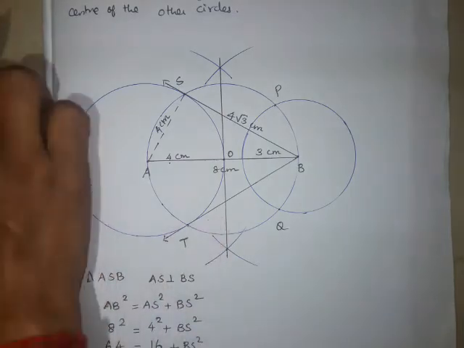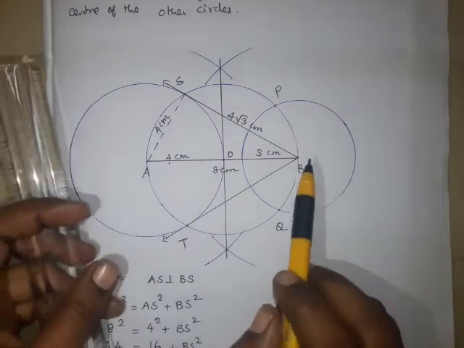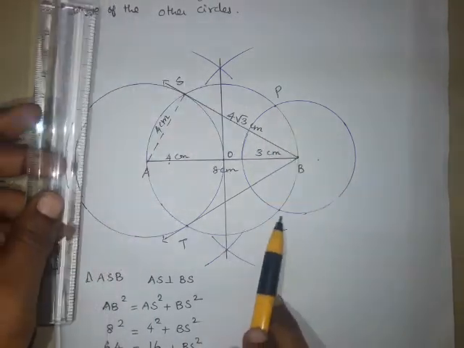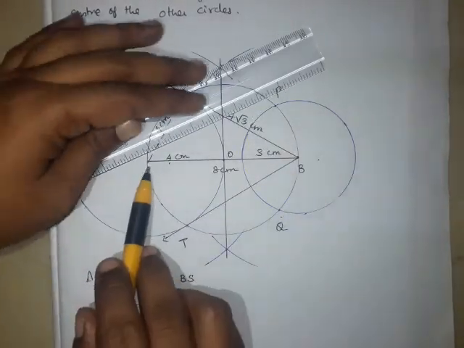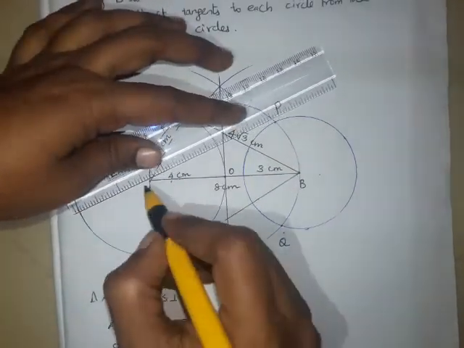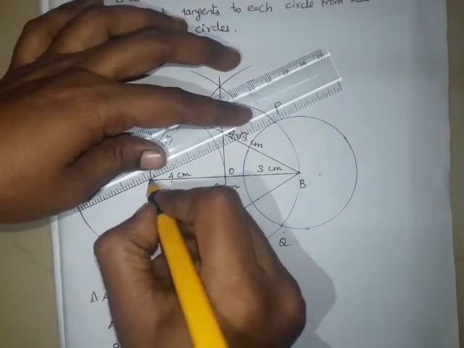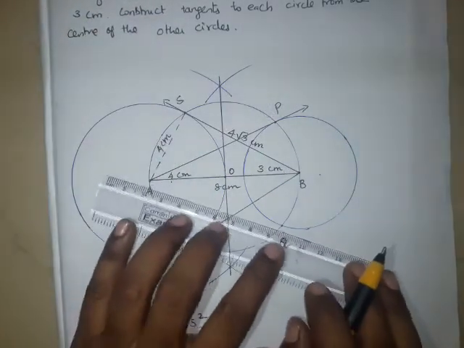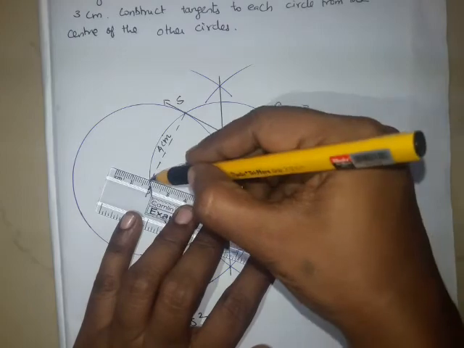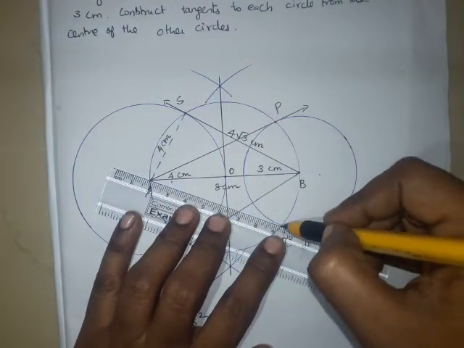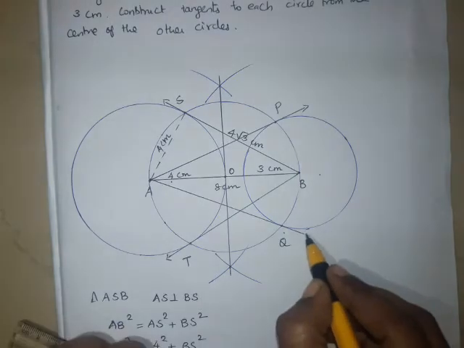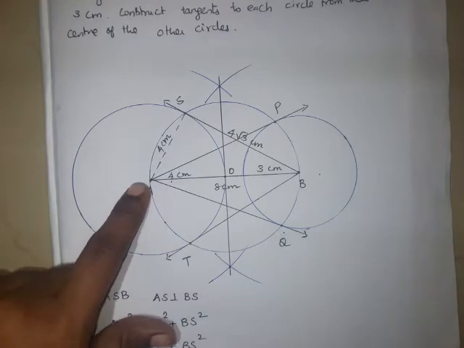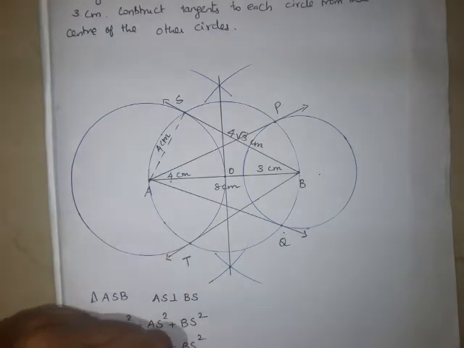Okay, now I will join the second circle, 3 centimeter circle tangents. Okay, already we noted the intersection points. Now A is the outside point. Connect the points A and P. Then AQ. So now AP, AQ are the new 2 tangents. Now these 2 tangents have the same length.